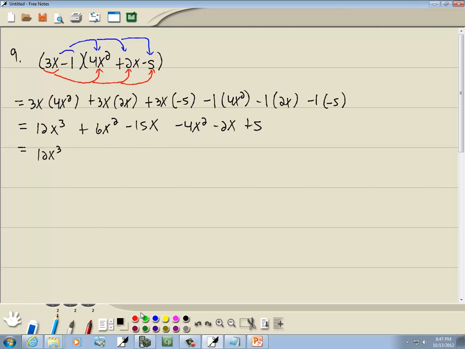Well, combine together like terms. 12x to the third carries down. We got 6x squared minus 4x squared. 6 minus 4 is 2, so we got 2x squared. We got negative 15x and negative 2x. That gives us negative 17x, and then I'll carry down the plus 5. And that's our answer.